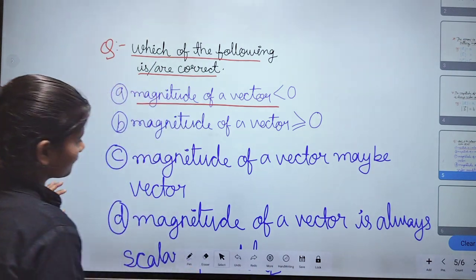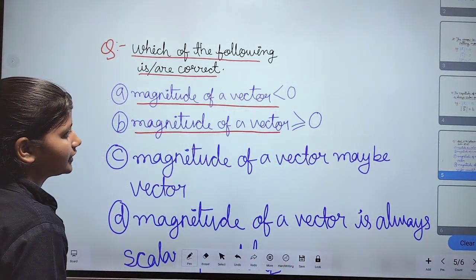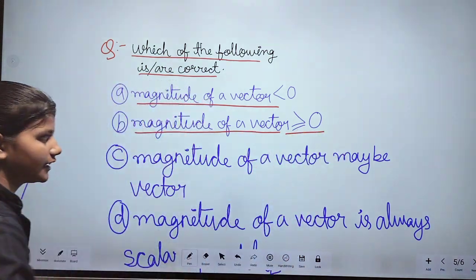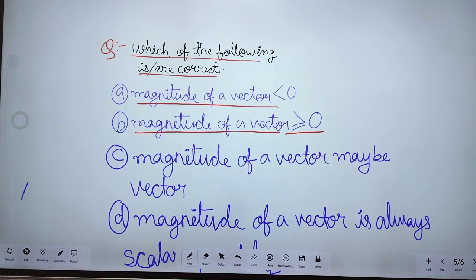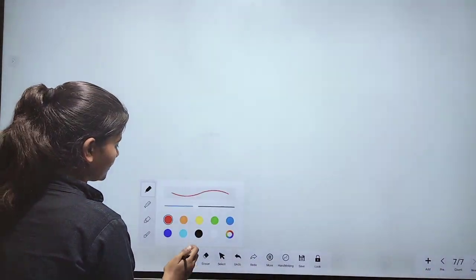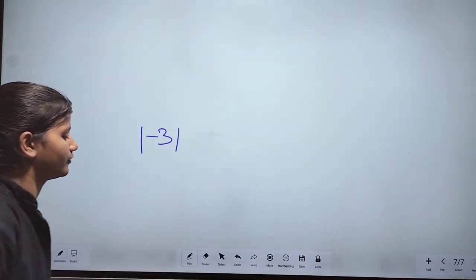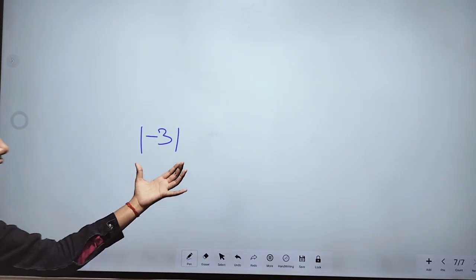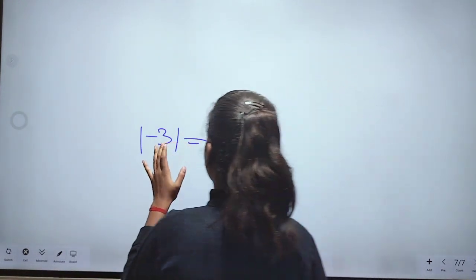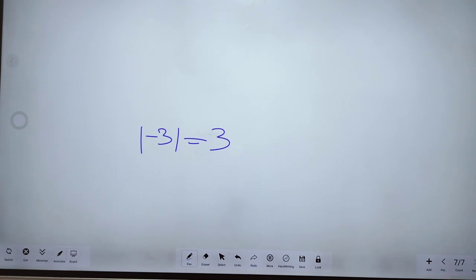Now see our next option: the magnitude of a vector quantity is greater than or equal to 0. Yes, it is true. Why? Because this one is -3. If we put modulus on it, the answer will always be positive.